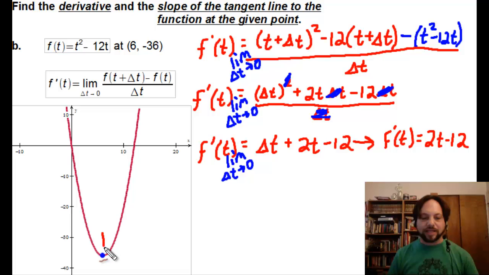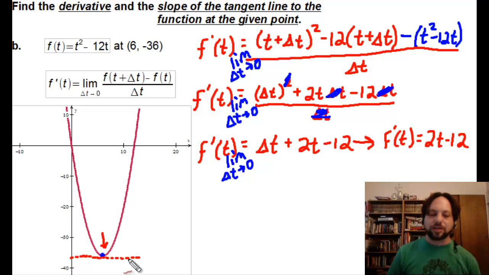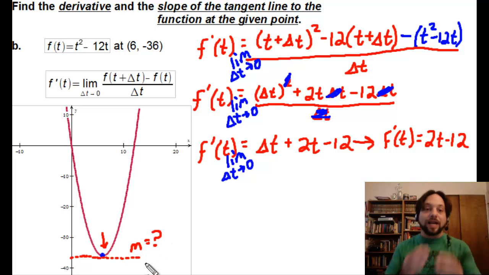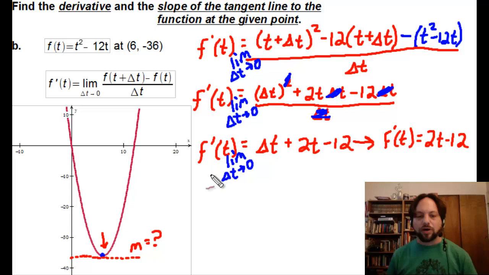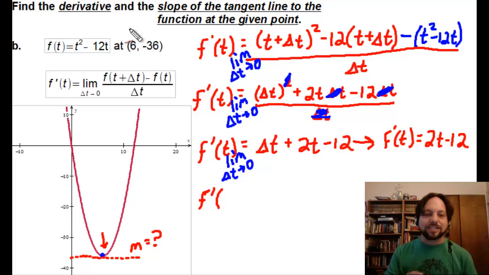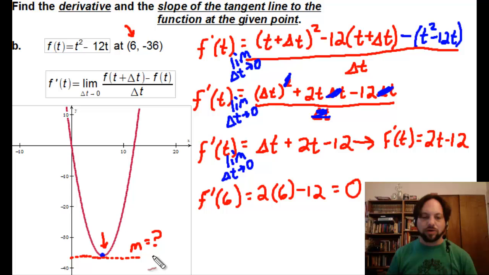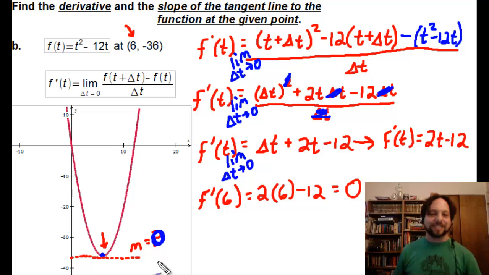So let's take a look at this blue point right here. If I draw a tangent line, and I'm not very good at drawing lines on the computer, but it would look something like that. What does the slope of this line appear to be? Right, I don't know either. No idea at all. But if we find the derivative of the function at that point, and again, that is where t is 6. So f prime of 6, if I run that through this equation, that's 2 times 6 minus 12. Clearly that gives me 0. Oh, and sure enough, the slope of this tangent line is in fact 0.